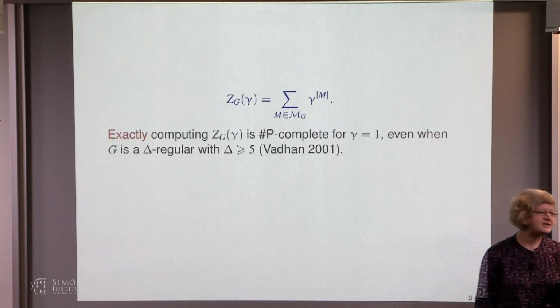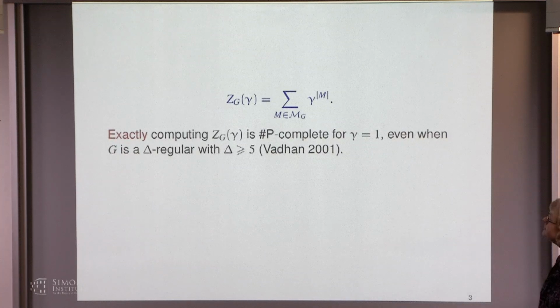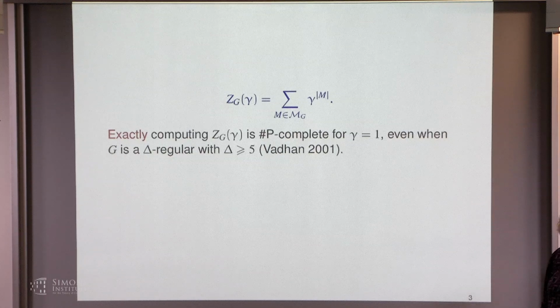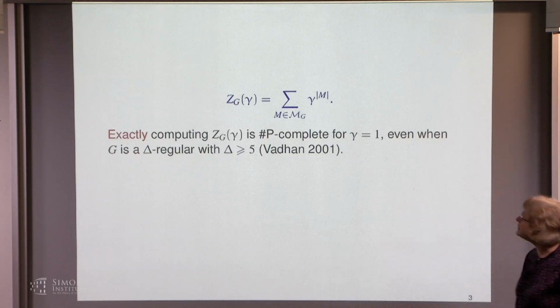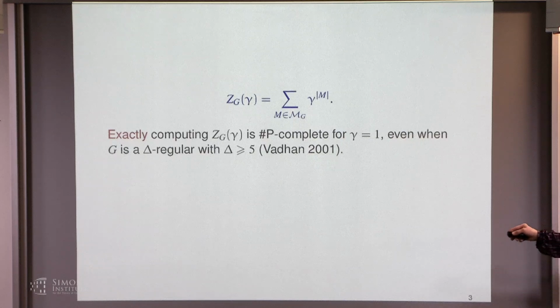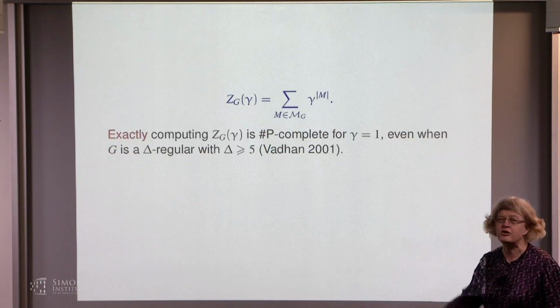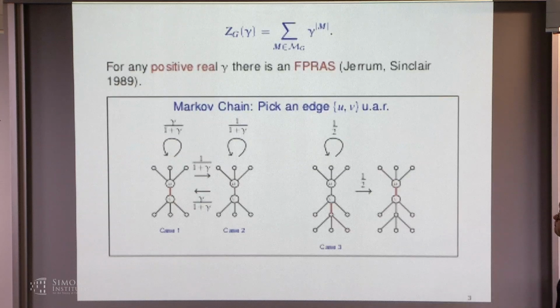Okay, so I'm going to start by just commenting briefly on the exact problem. Even if you take gamma equals 1, then this polynomial just counts the number of matchings. And it's been known ever since the days of Valiant, when #P was first defined, that this is a #P-complete problem. And it stays hard even if you go down to a bounded degree. So if you go down to delta equals 5 or whatever. So I'm not going to be talking about exactly evaluating this, but rather about doing it approximately.